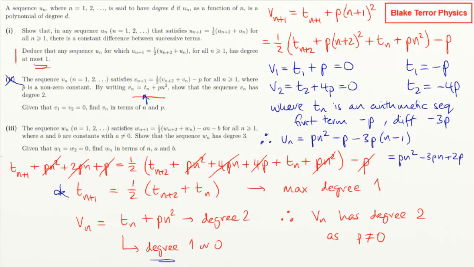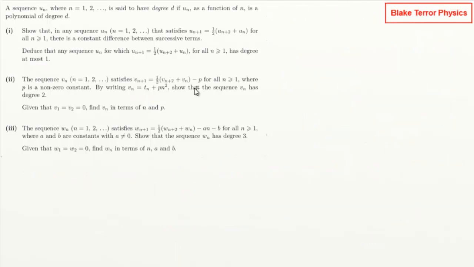Right, so last part of the question. New sheet. Sequence wn satisfies that. So we've got the same bit at the start again, but now we've got a minus an minus b, where a and b are constants. A is not equal to 0, so we can't get rid of the n that's there. We have to show that that's got degree 3. Right, so we're doing the same thing again.